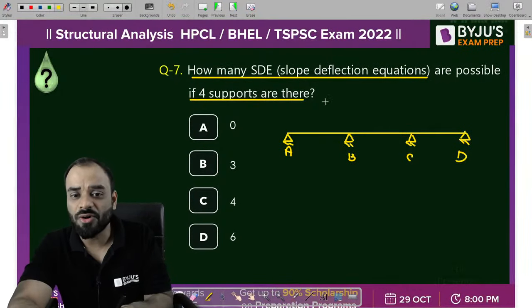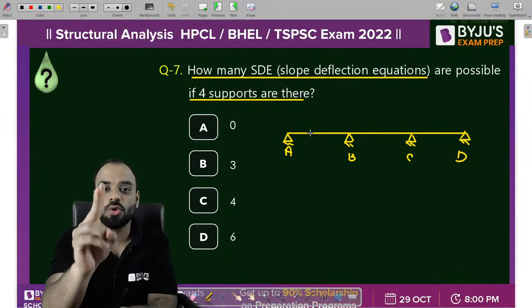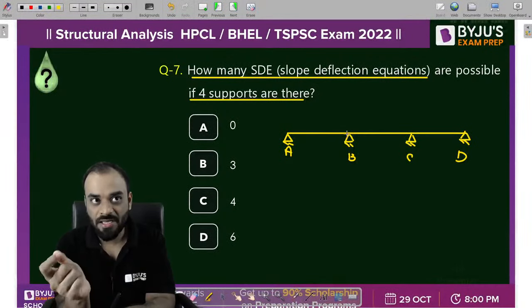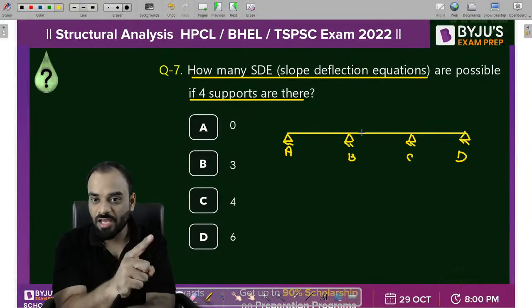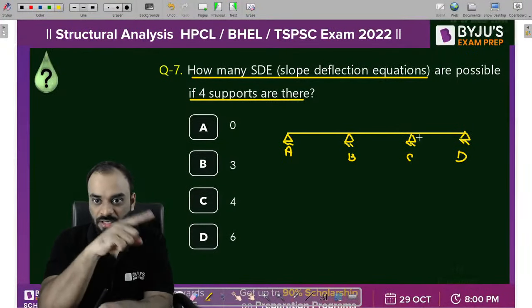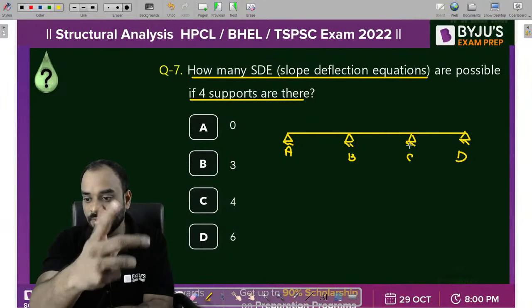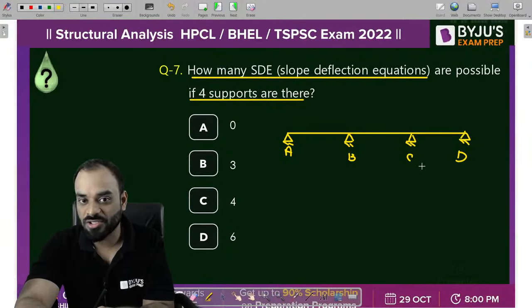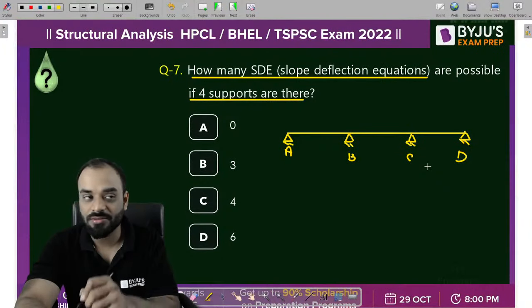Guys, you know that for a single span, I need to write two slope deflection equations. One is AB and the second is BA. Then we have BC, then we have CB, CD and DC. So how many slope deflection equations are required? It should not be 4. Kindly count it.